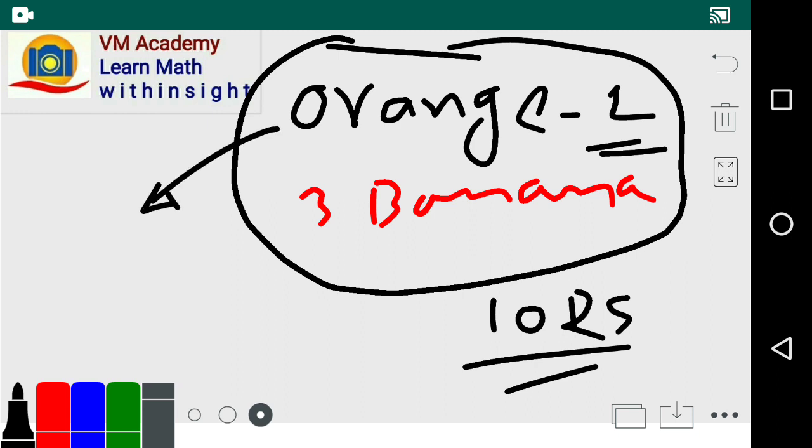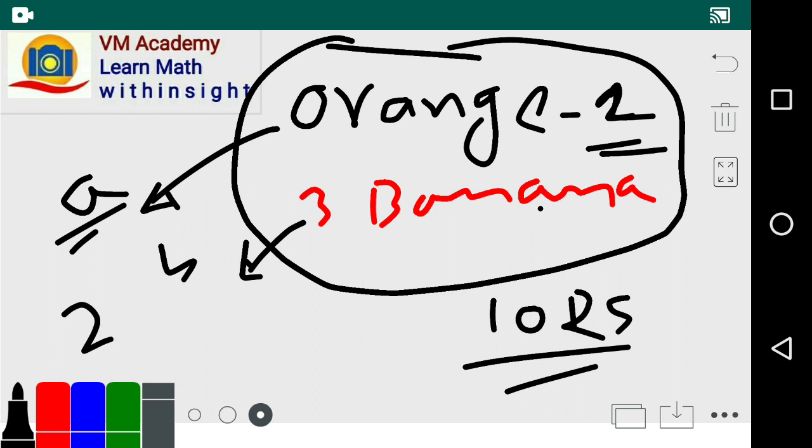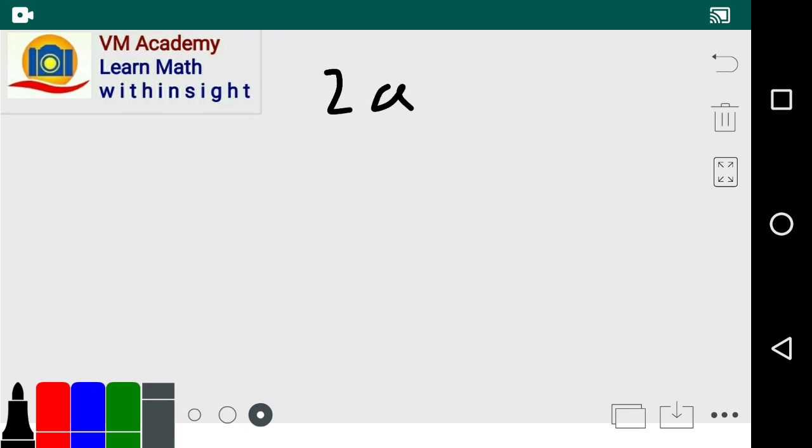Now let the price of one orange be A and the price of one banana be B. Then the price of 2 oranges becomes 2A and the price of 3 bananas becomes 3B. So 2A plus 3B is the total cost, and it is given that it is equal to 10 rupees. So 2A plus 3B equal to 10.